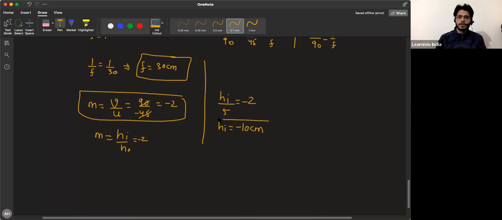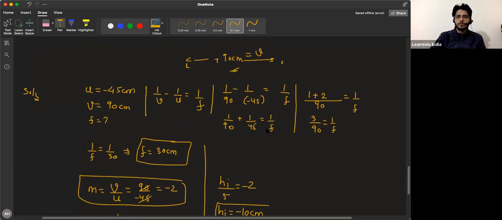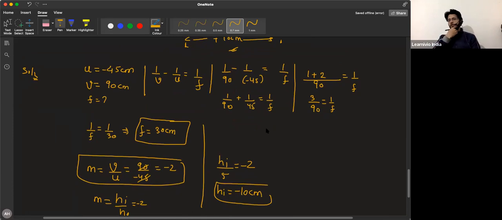Almost everyone was getting the right answer. Just note it down. Then we'll do combination of lenses. What if you have multiple lenses in contact?